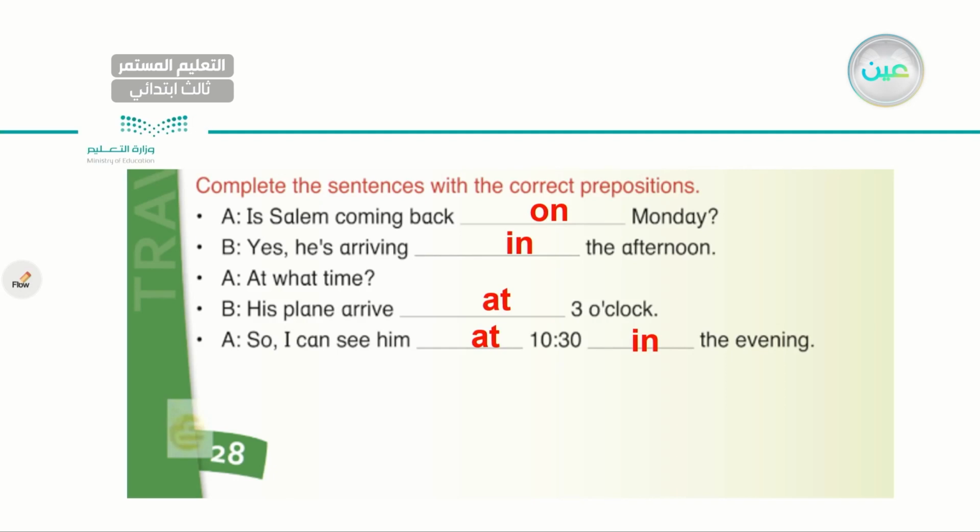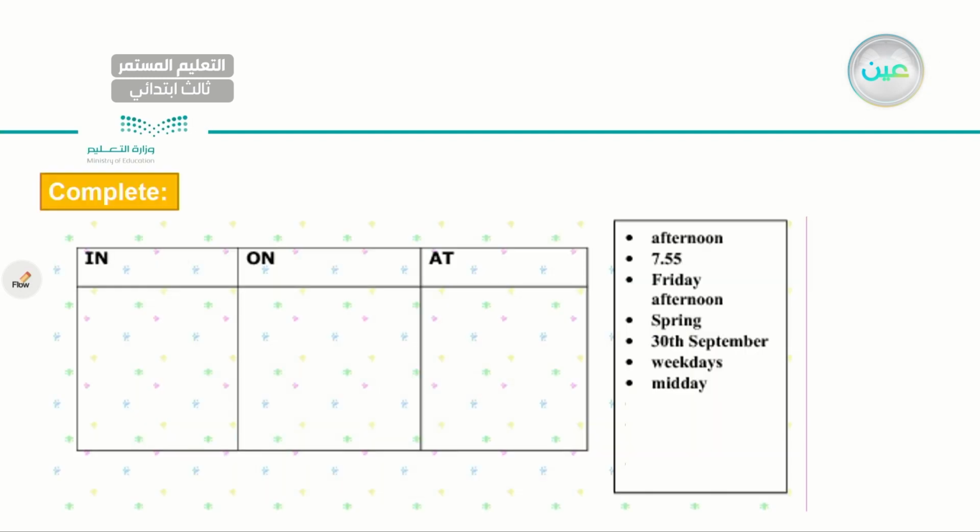Now let's read our answers one more time, okay? Is Salim coming back on Monday? Yes, he is arriving in the afternoon. At what time? His plane arrives at 3 o'clock. So I can see him at 10:30 in the evening. Very good, my dear students. So here we use prepositions of time.